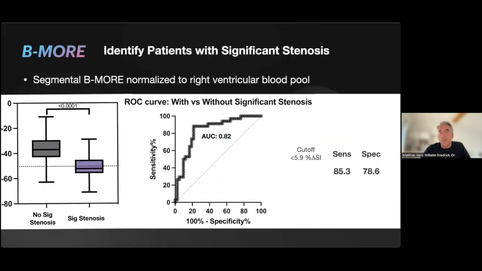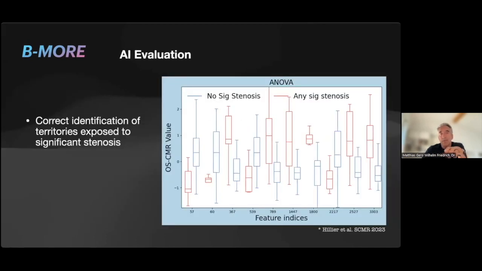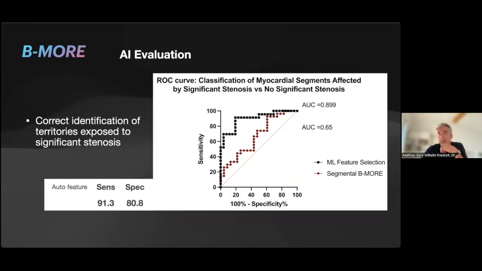And then when we looked at just the bare analysis of the signal intensity, we had a sensitivity of 85% and specificity of 79%. But then when we added artificial intelligence and did a fully automated analysis, looking at automated features, not just the values and eyeballing, there was an area under the curve of 90%, so an accuracy of 90%, to identify, and here you see the sensitivity and specificity. 81% is not as good as the sensitivity, but a very high sensitivity to identify segments exposed to coronary artery stenosis.